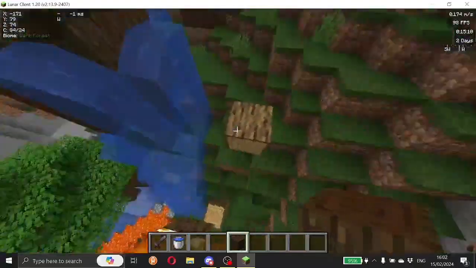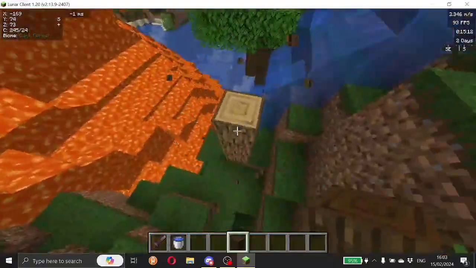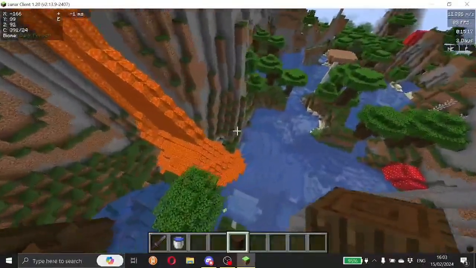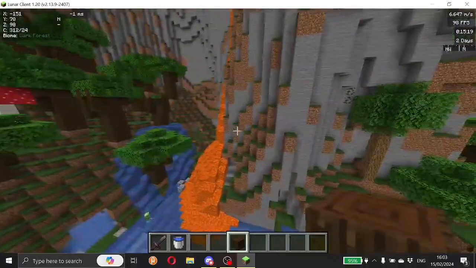This tree is made of water. What the hell? Right. Problem solved. The lava can just live there peacefully.